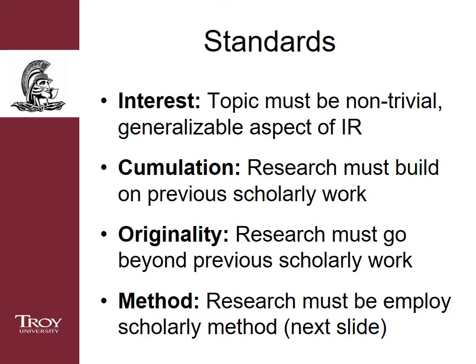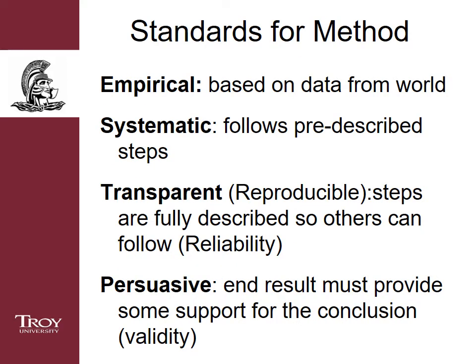Finally, we have to have a method. Research must employ some sort of scholarly method. Now, what do I mean by that? The standards for a method or methodology is that it has to be empirical, meaning we're looking at data from the world. It has to be systematic, and this is very important. It's going to follow steps. There's a sequence to it, right? And so we can say this is what we're doing, and so it's thought out. It's not haphazard. It's not casual observation of the world, right? It's in some way organized.